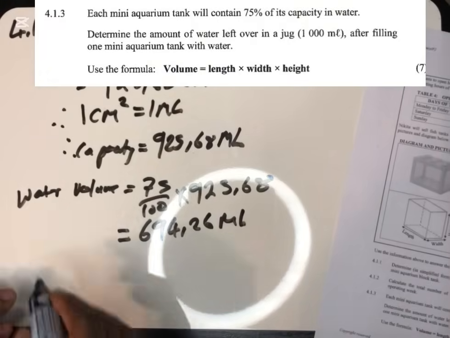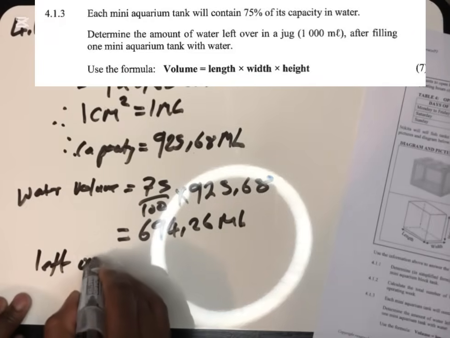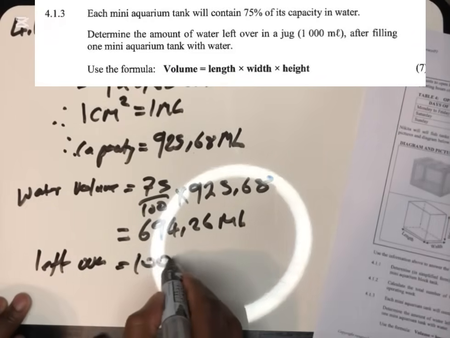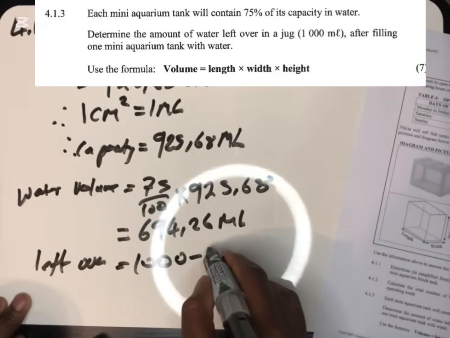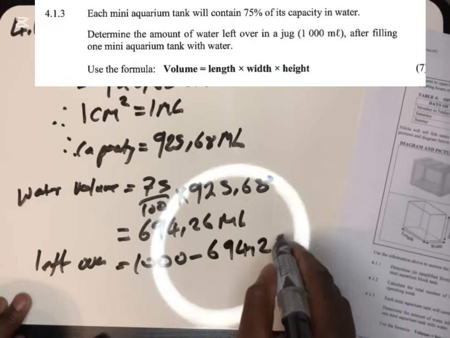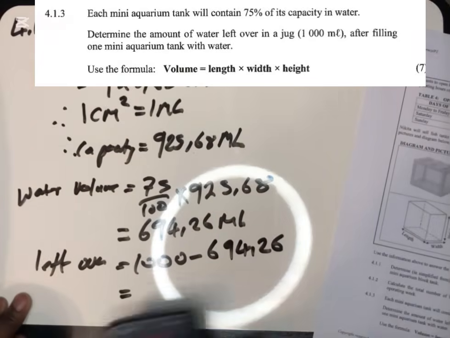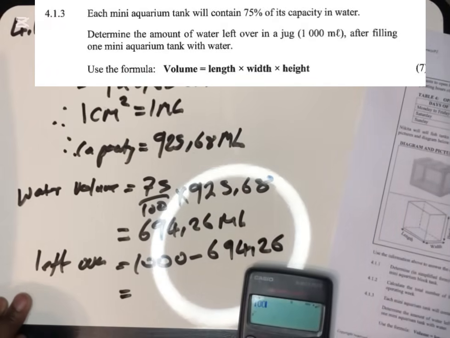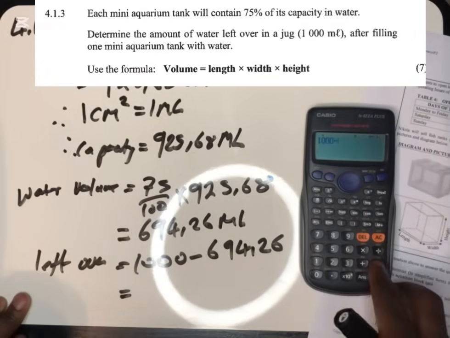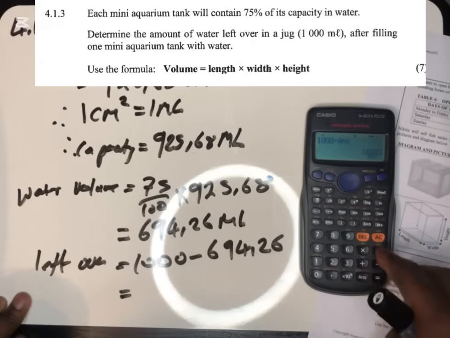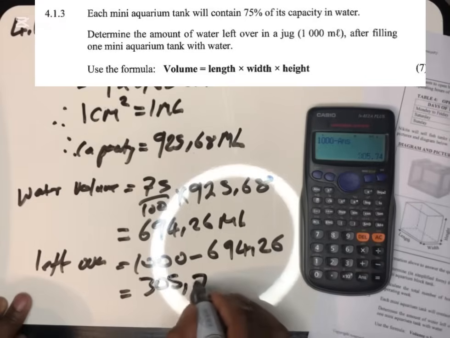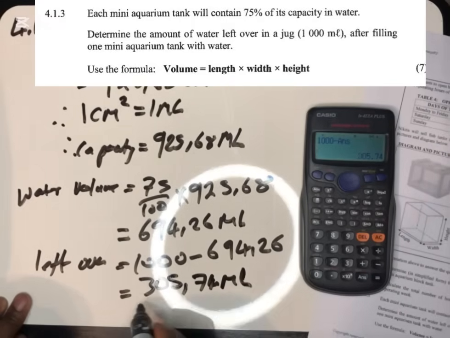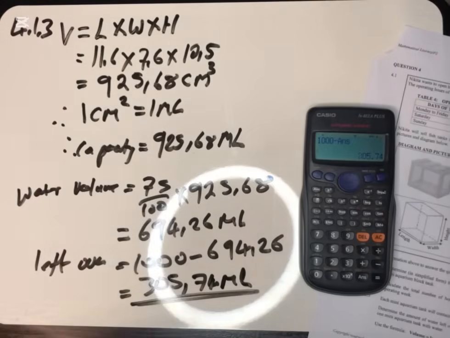So the water in here is going to be 694.26, and the leftover is going to be 1000. Don't forget, they say the jug is 1000 milliliters. 1000 minus 694.26. We just find the difference. The difference here is 305.74 milliliters. This is the leftover, the water that will be left after filling the aquarium.